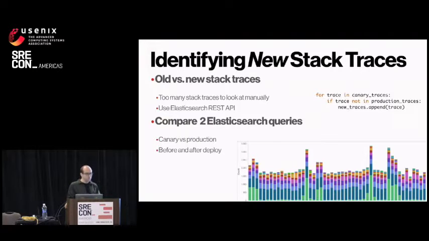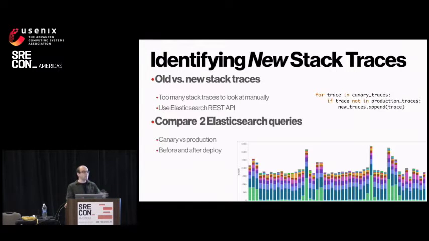So to solve this, we decided to look at two different systems. Maybe we're doing a canary deploy first, to see if the canary is working. We'll compare all the stack traces on canary and in production. Then after the deploy, we'll say, hey, maybe something got past the canary. Canary is maybe 1% of the fleet, but maybe the error only occurs when the whole fleet is running the new code after the entire deploy is done.